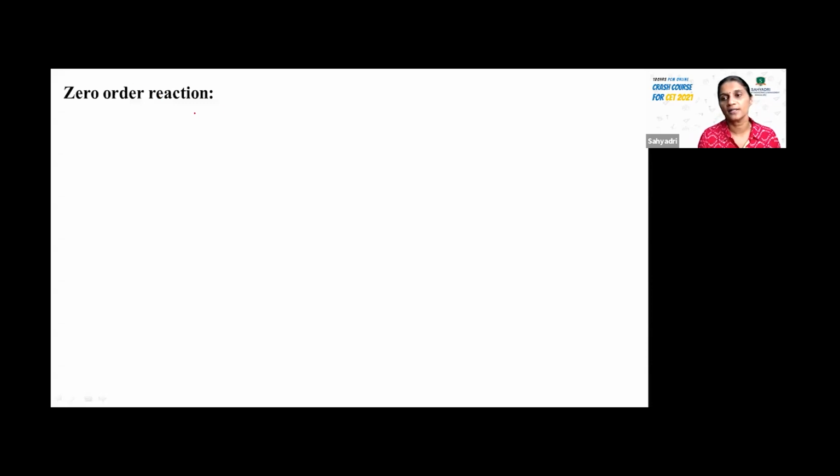Zero order reaction. What is a zero order reaction? The reaction whose rate is independent of the concentration of the reactant, right? The rate of the reaction doesn't depend on the concentration of the reactant. So that is a zero order reaction. Suppose I write reactant A giving rise to B. This is R giving rise to P also, we can write. Or reactant giving rise to product, this also we can write.